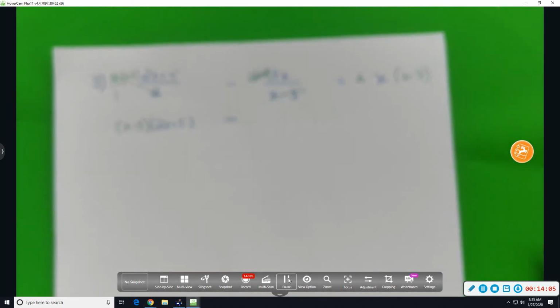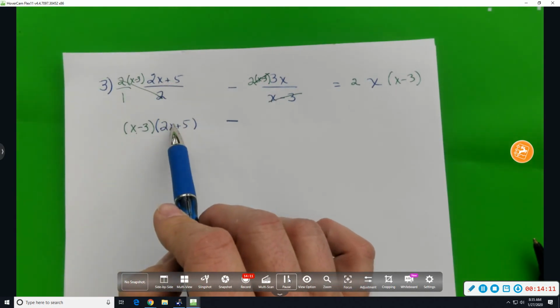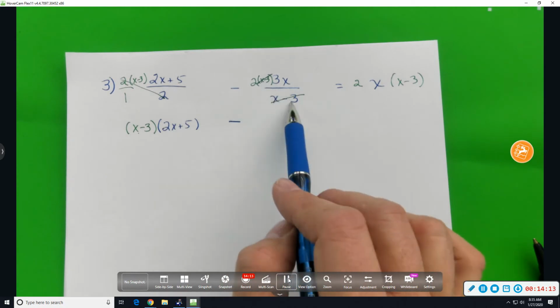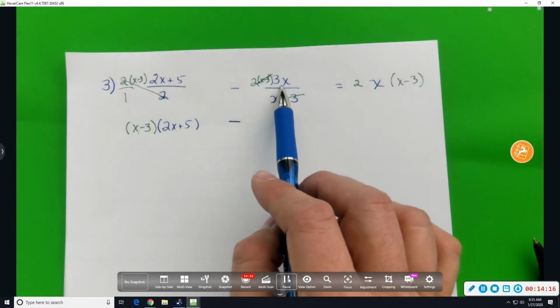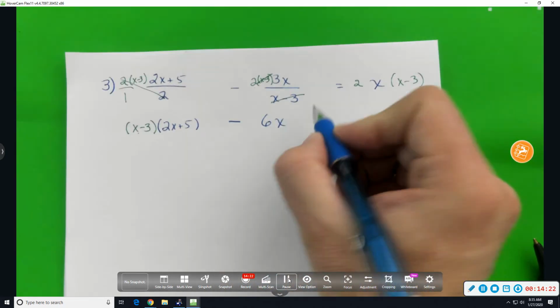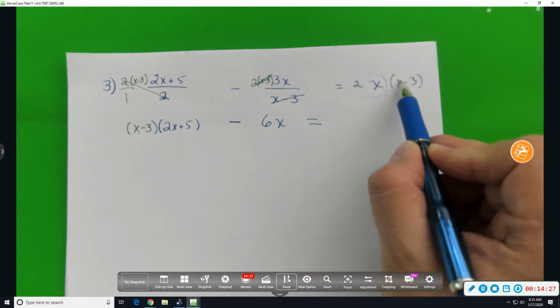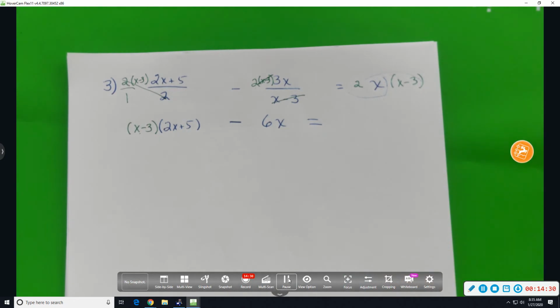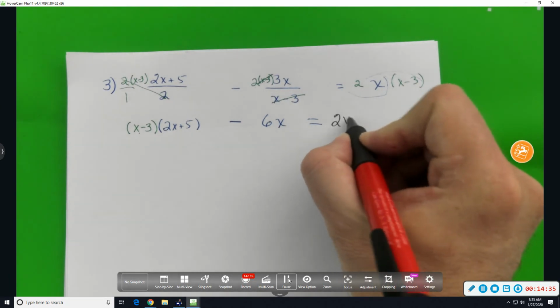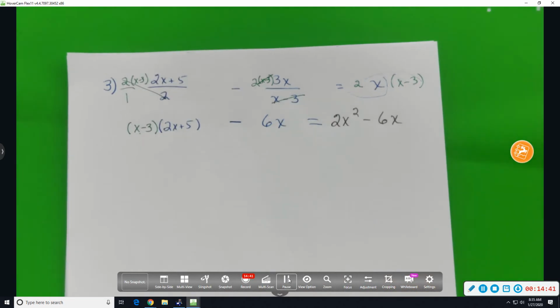So let's see. So the x minus 3 and the 2x plus 5. Here, the x minus 3's cancel. So we have the green 2 times the blue 3x. I'm going to go ahead and write that as 6x. And on the right-hand side, we have 2x times x minus 3. I think I'll go ahead and distribute that 2x right now. And we'd have 2x squared minus 6x.